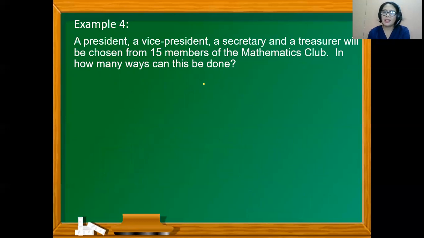Okay. Take note that in the problem, it was not stated whether repetition is allowed or not allowed, but you have to analyze the situation that we are selecting officers here. The selection of president, of course, is not repeated for vice president and the rest of the positions. So in here we're working on permutation when repetition is not allowed. And n equals 15, while since we are selecting four positions, r equals 4.